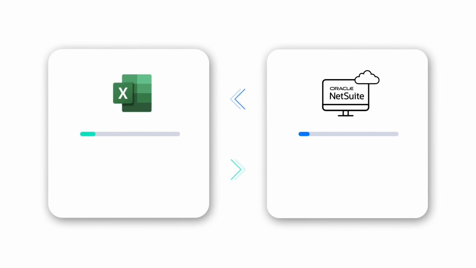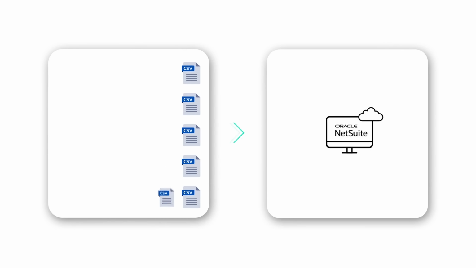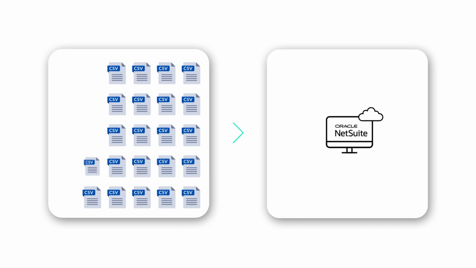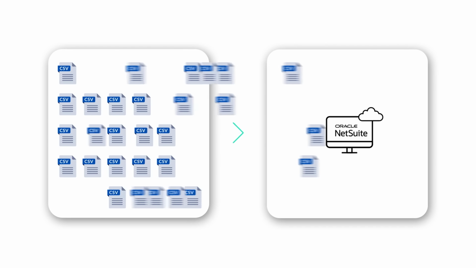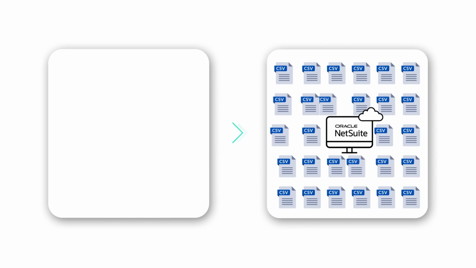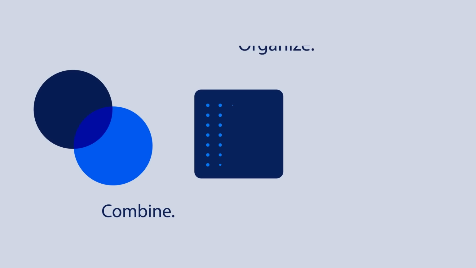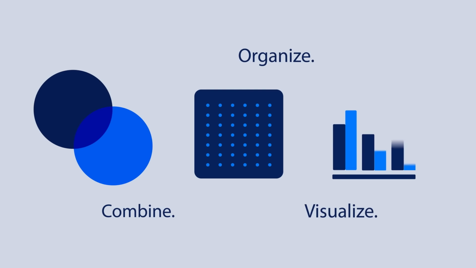Getting NetSuite data in and out of Microsoft Excel can be a painful and manual process. Tasks like uploading large or small amounts of data into NetSuite means managing a multitude of CSV files, slowing down achieving your business goals. With CloudExtend's ExtendInsights, your team can combine, organize, and visualize NetSuite data in Excel in real time.